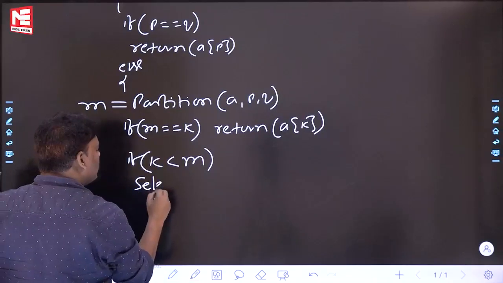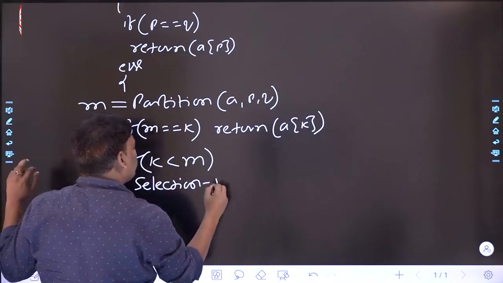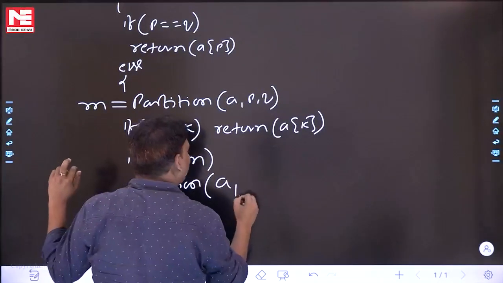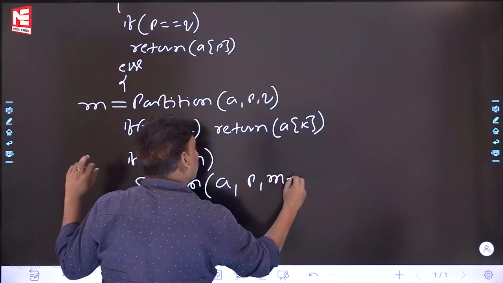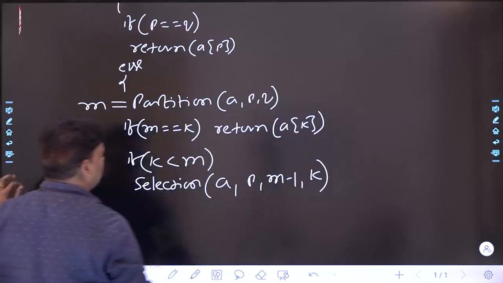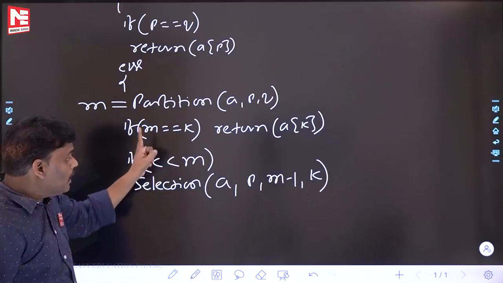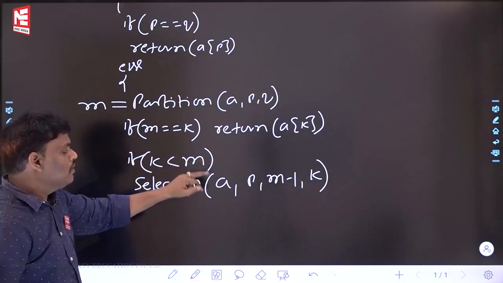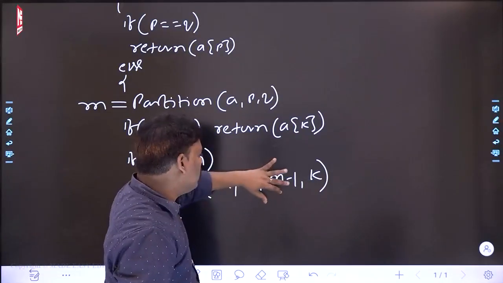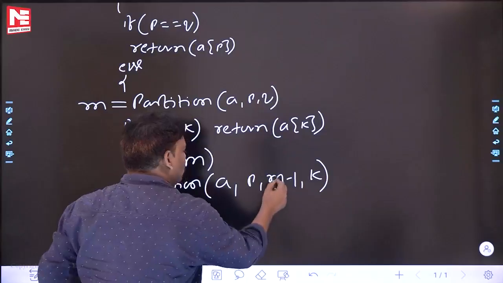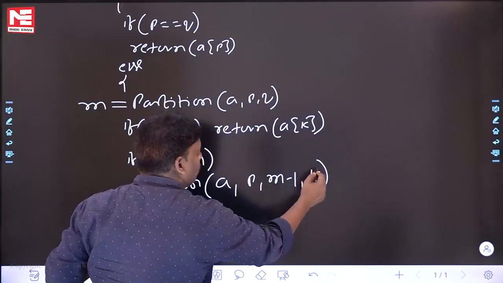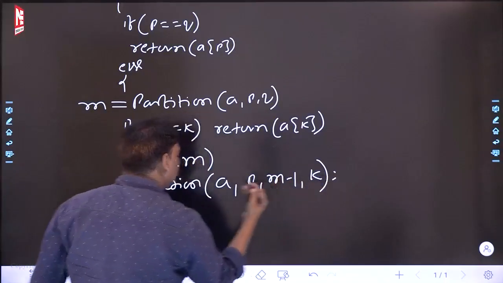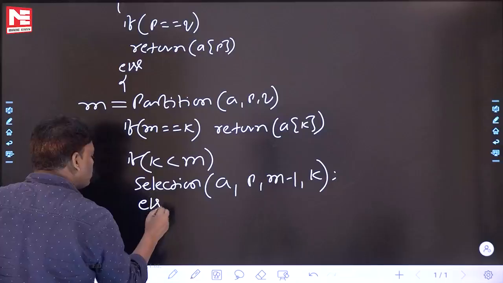What is the answer? Apply the selection procedure, using recursion, on array A from p to m minus 1, and in that find the kth smallest element. K is less than m, please be careful, so you are going to the left hand side. This range is definitely such that k is less than or equal to this range. Don't worry. Apply the selection procedure on the left; otherwise, apply the selection procedure on the right.